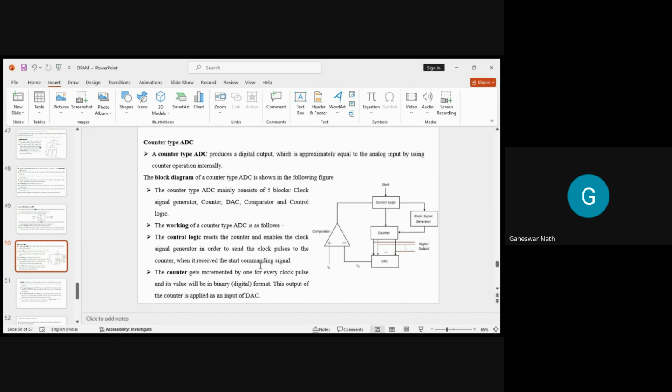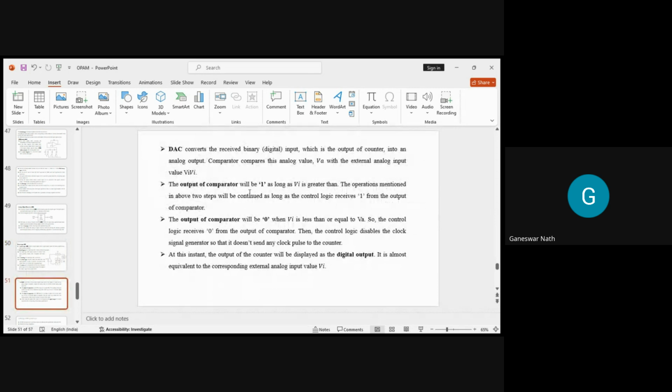This DAC converts the received binary input, which is the output of the counter, into an analog output, and the comparator compares the analog value VA to the external input value VI.